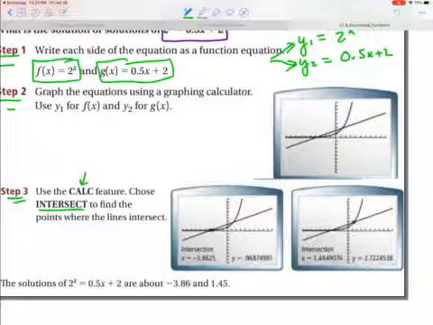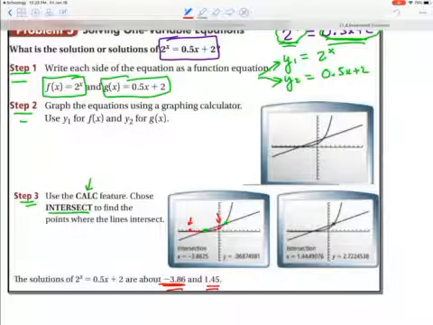The third step is to go to the calculate feature, calculate intersection, to find where the points intersect, here and here. When you go to intersect, it will say left bound, in which case you want to go to the left of the intersection point, press enter, and then go to the right bound, and go to the right side of it, press enter, and it will calculate the intersection of the two lines in between those two bounds. So it'll give you the two solutions, the first one and the second one. That's a quick way to solve what is essentially a system of equations: graph both on the graphing calculator and see where they intersect.